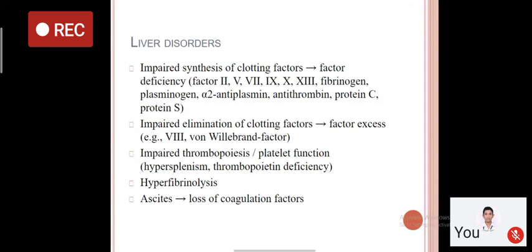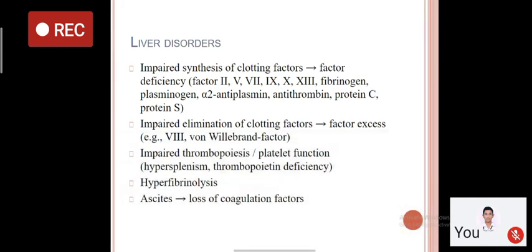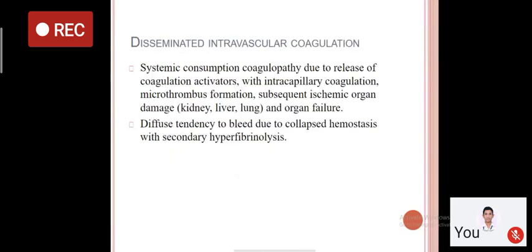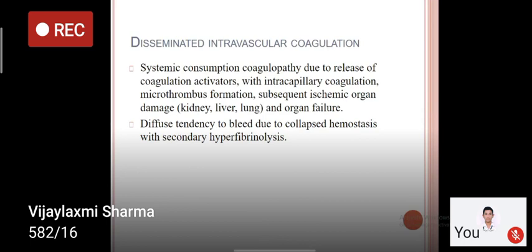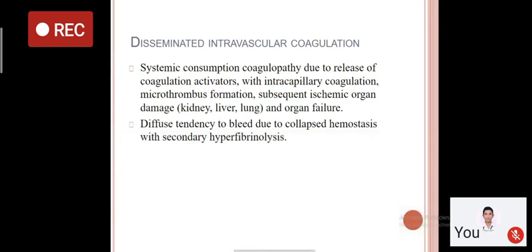Then, if there is impaired elimination of coagulation factors, like impaired elimination of factor 8 in liver deficiency, there may be hypercoagulable states also. Then impaired thrombopoiesis can also happen in patients with liver disorders, and due to loss of coagulation factors, there could be ascites. DIC is a systemic consumptive coagulopathy due to release of coagulation activators on the one side and fibrinolysis going on the other side.